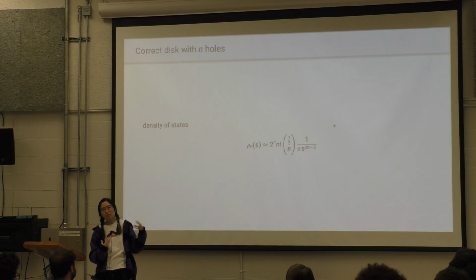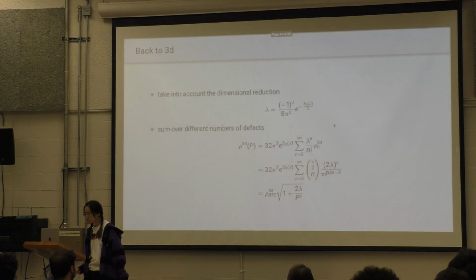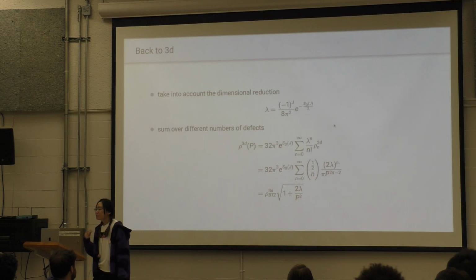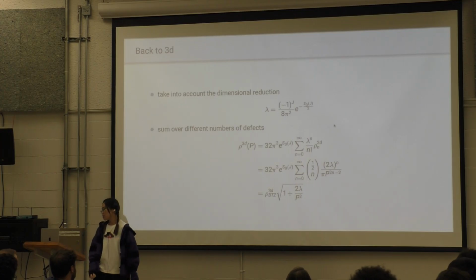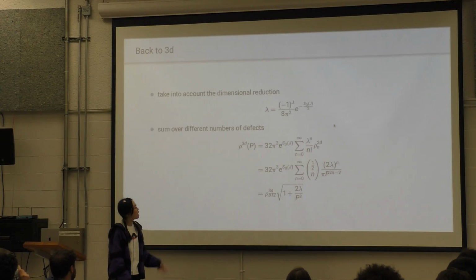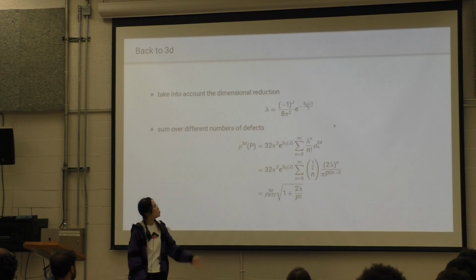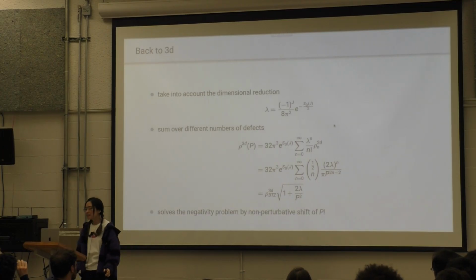This combinatorial factor is basically telling us about the mapping class group. And then we take into account the dimensional reduction represented by lambda, and we sum over different numbers of defects. In the end, we get an answer that rho is proportional to rho BTZ times the square root of 1 plus 2 lambda over p squared. So this solves the negativity problem by a non-perturbative shift of this p.